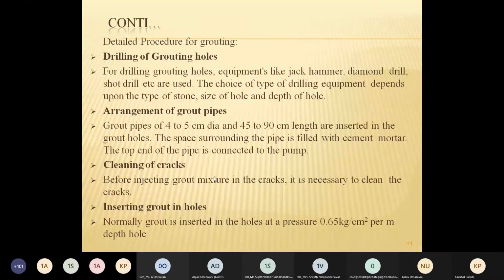Finally, the cracks must be cleaned before injecting the grout mixture so that a proper bond can be achieved. Then we insert the grout into the holes with a certain pressure, specifically 0.65 kg per cm square per meter depth of hole.